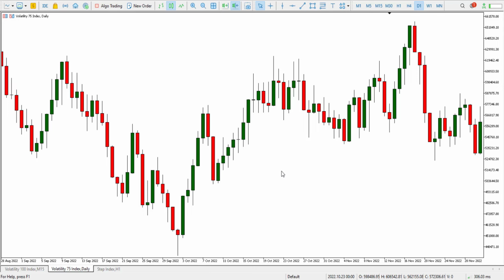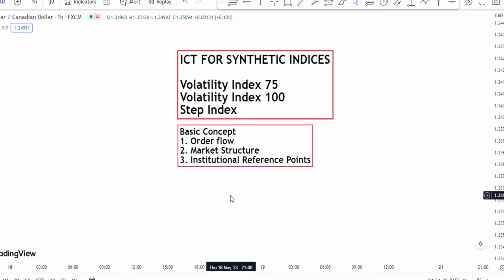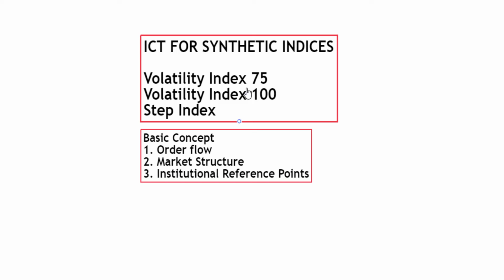In this video I want to show you how to trade synthetic indices with ICT concepts. A lot of you guys have actually asked me to make this video, and I'm making it so I can show you how to approach synthetic indices such as Volatility Index 75, Volatility Index 100 and Step Index, all these indices that you want to trade with ICT concepts.